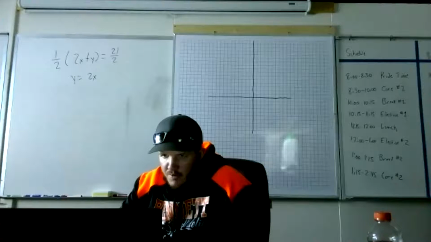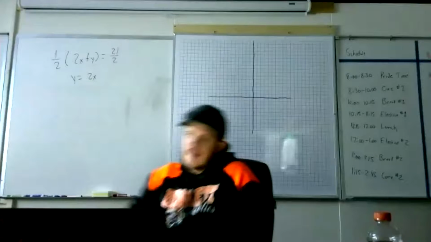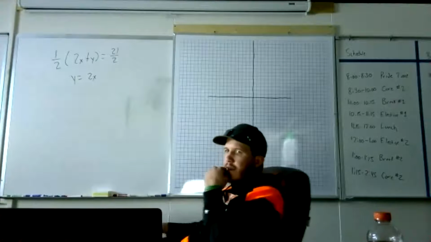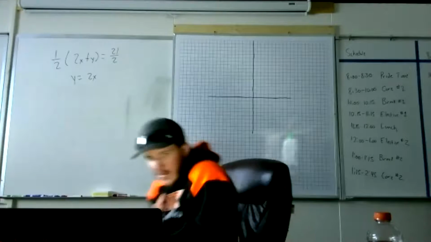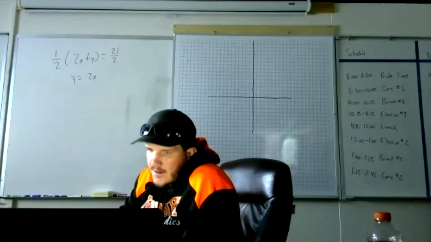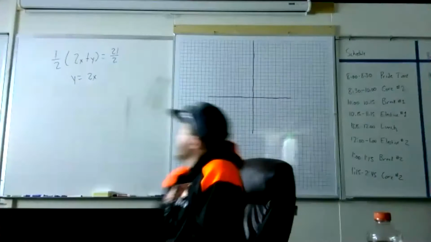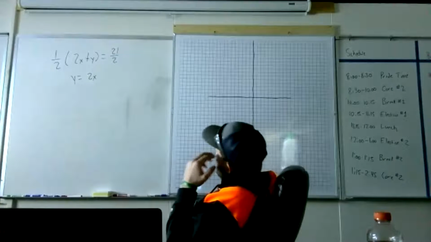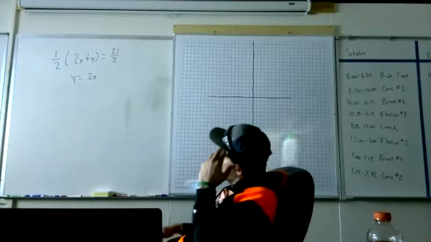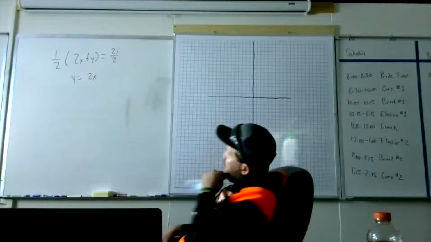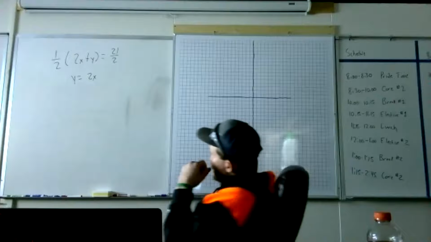Starting off with bell work first. It says the system of equations above has a solution x, y. And it asks, what is the value of x? It gives us these two equations. We have 1/2 times the quantity of 2x plus y is equal to 21 halves, however you want to look at it. And the second equation is y equals 2x.